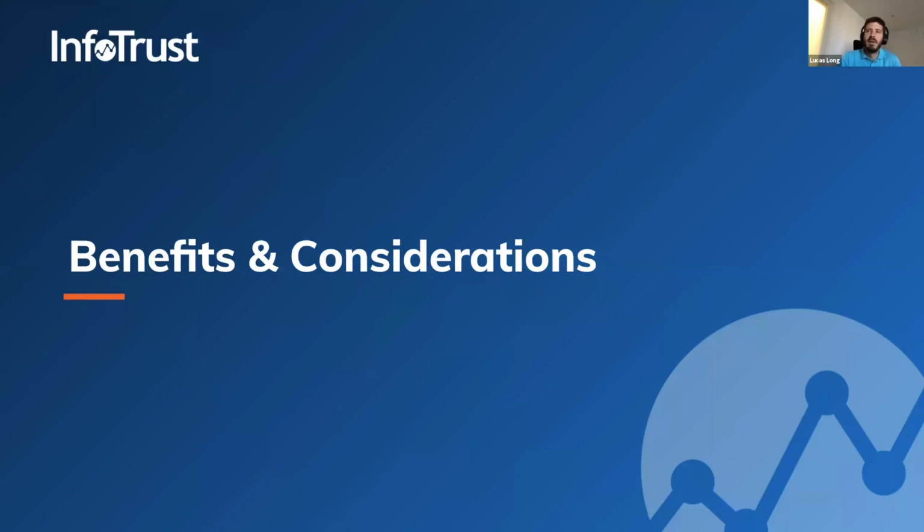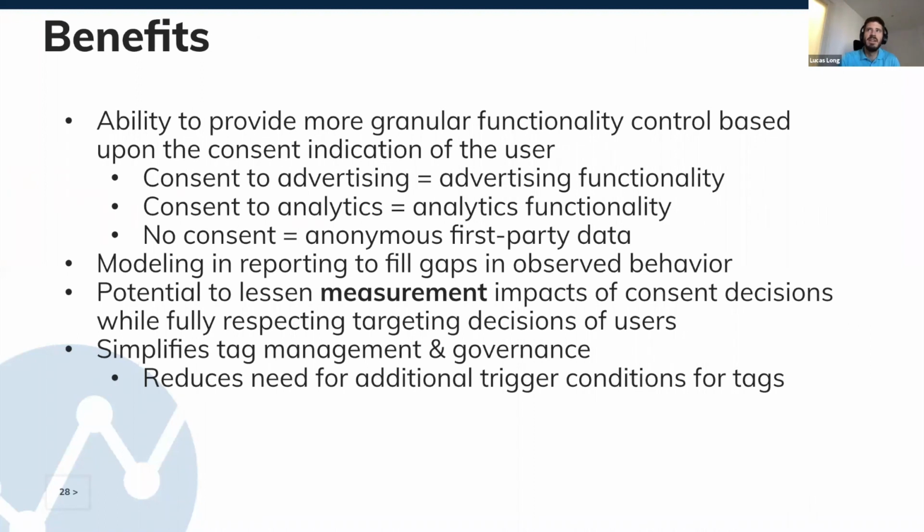Just to summarize some of the benefits and considerations here. Benefits are that ability to provide more granular functionality control based upon the consent indications of users. If a user consents to advertising, enable advertising functionality. If they consent to analytics, enable analytics functionality. If they don't consent, we still at least can have that fully anonymous first-party interaction data collection that's collected in that aggregate statistical manner and still allows us to optimize our site experience, optimize our content, and view and report on things like conversions. So having that control versus the all or nothing approach that's really been traditionally relied upon up until this point.